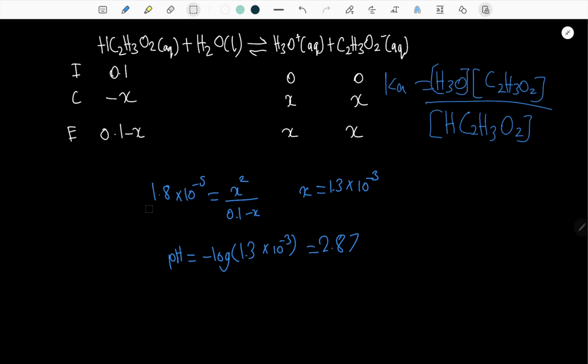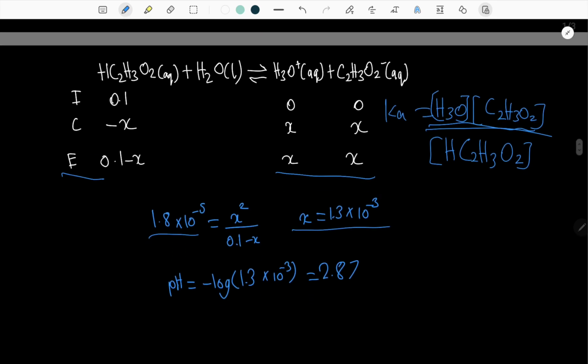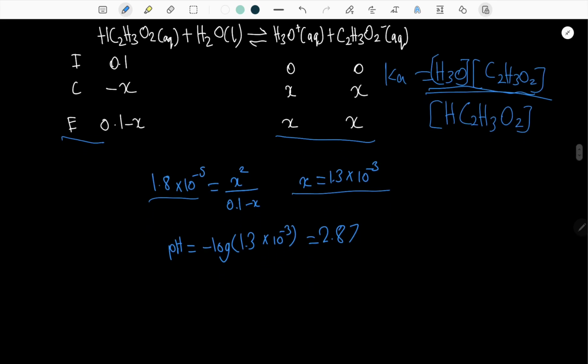So as we know, Ka is 1.8 times 10 to the power of -5 is equal to, this is the one in the equation, so H3O plus is x, and C2H3O2 minus is also x, so it's going to be x squared over the reactant at equilibrium, which is 0.1 minus x, and you do shift solve on your calculator to find x. It gives you 1.3 times 10 to the power of -3, and now this is the concentration of H3O plus. So you can use pH is equal to minus log the concentration, which gives you a pH of 2.87.